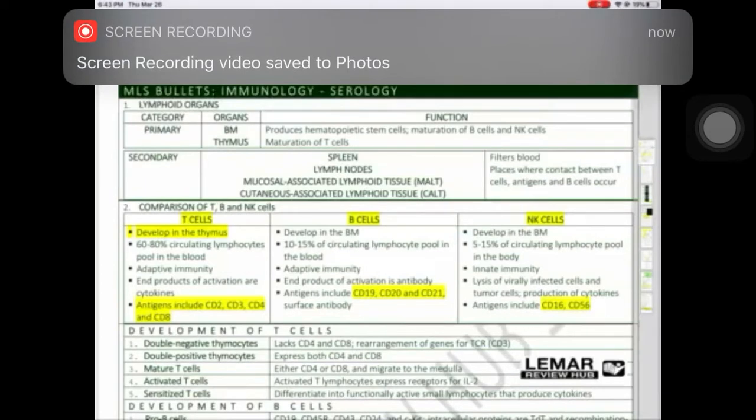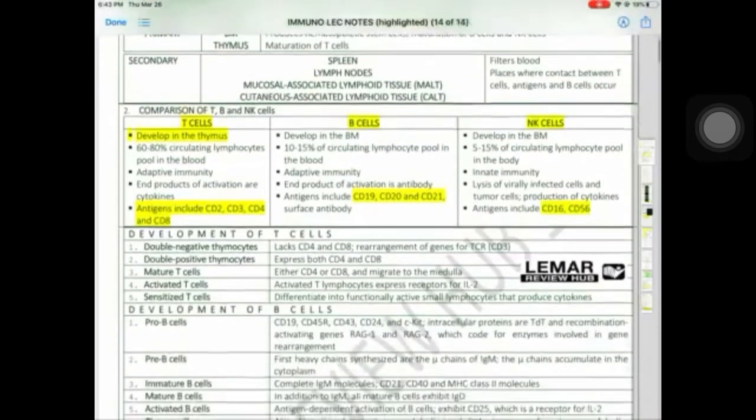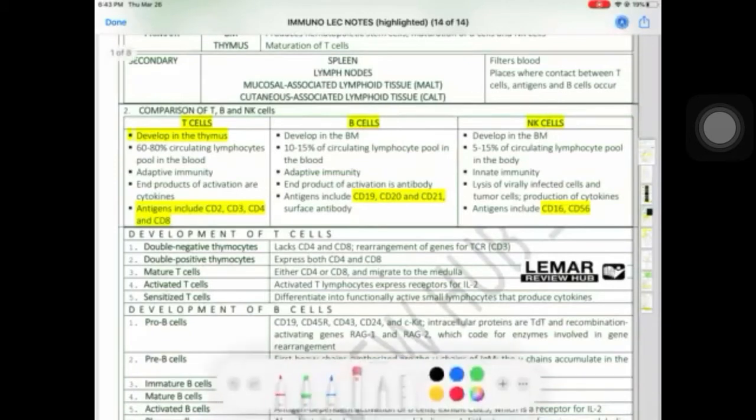Yung Immunosero-Notes naman natin. Ano nakita niyo sa Immunosero-Notes? Sa number 2, yung differentiation ng mga T cell, B cell, and NK cell. T cell because they are formed in the thymus. Kaya T cell, na yung mga T cell are responsible for CMI, cell-mediated immunity.